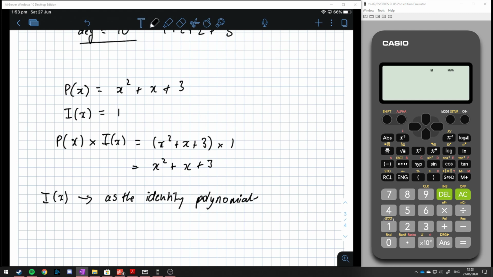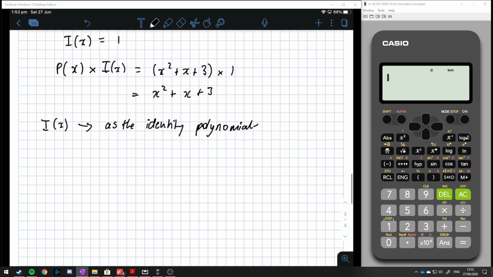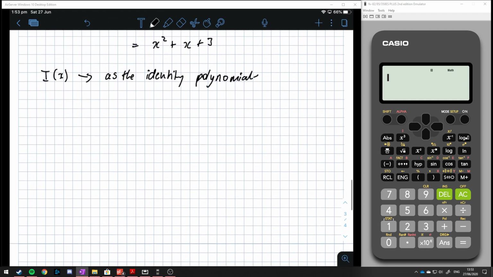It should be mentioned too that the identity polynomial for when you're adding or subtracting polynomials is the constant polynomial, the zero polynomial. So if you add or subtract a zero polynomial to a polynomial, you get your polynomial in return. So that's the identity polynomial for addition and subtraction. When it's equal to 1 is for the multiplication.